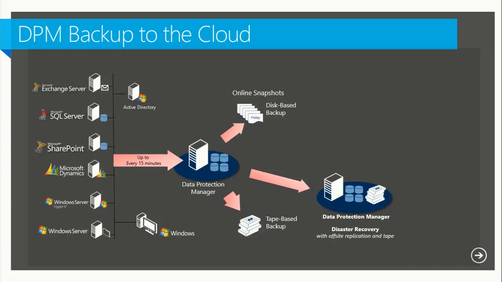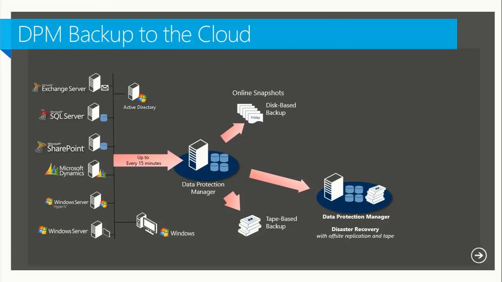On the left-hand side, you got our workloads: Exchange, SQL, SharePoint, Dynamics, Hyper-V, Windows Server, Active Directory, and clients. For those workloads that are using transactional logs like Exchange, SQL, but also file servers, we can synchronize every 15 minutes to the DPM server. So the DPM server is the first layer in the business continuity plan. You use locally attached storage like a SAN, NAS, or DAS, where you store your replicas and recovery points on your DPM server. You can also use tape.